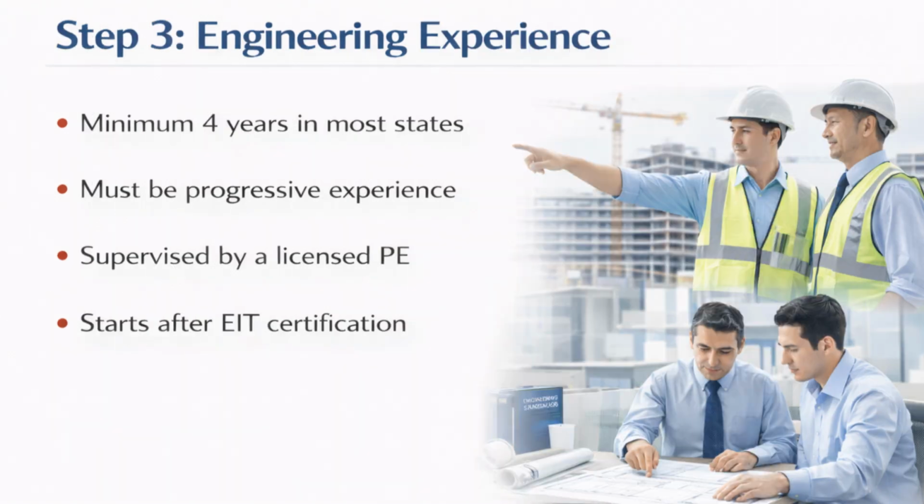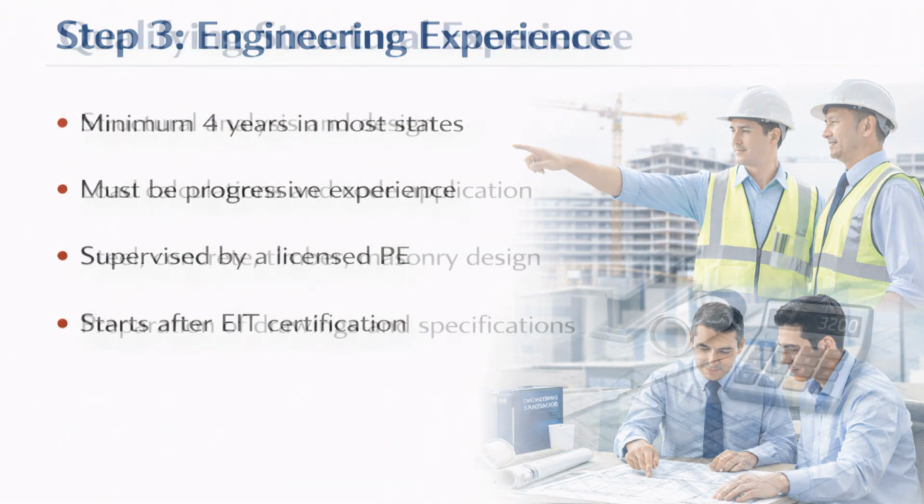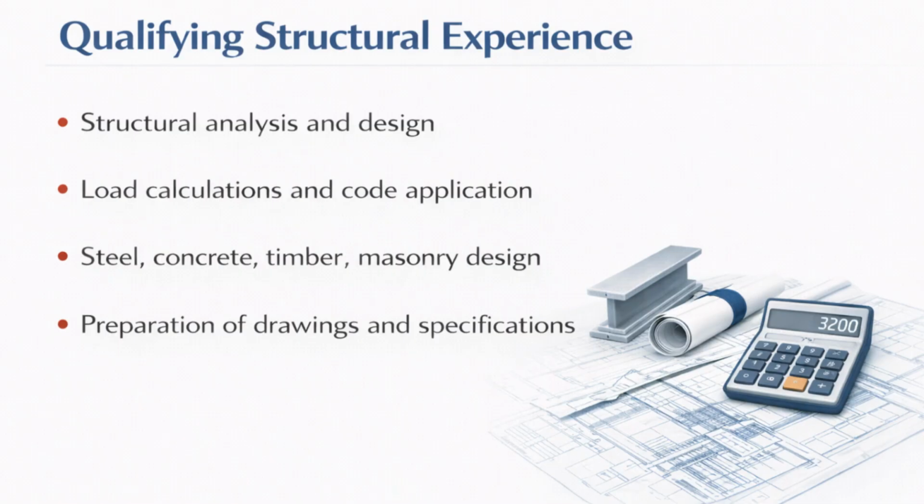After becoming an EIT, you must gain qualifying engineering experience. Most states require 4 years of progressive engineering experience performed under the supervision of a licensed PE. For structural engineers, this experience typically includes structural analysis and design, load calculations, preparation of drawings and specifications, learning applicable building codes, and working on real projects such as bridges, buildings, and foundations. Your experience must show increasing responsibility over time, not just drafting or repetitive tasks.